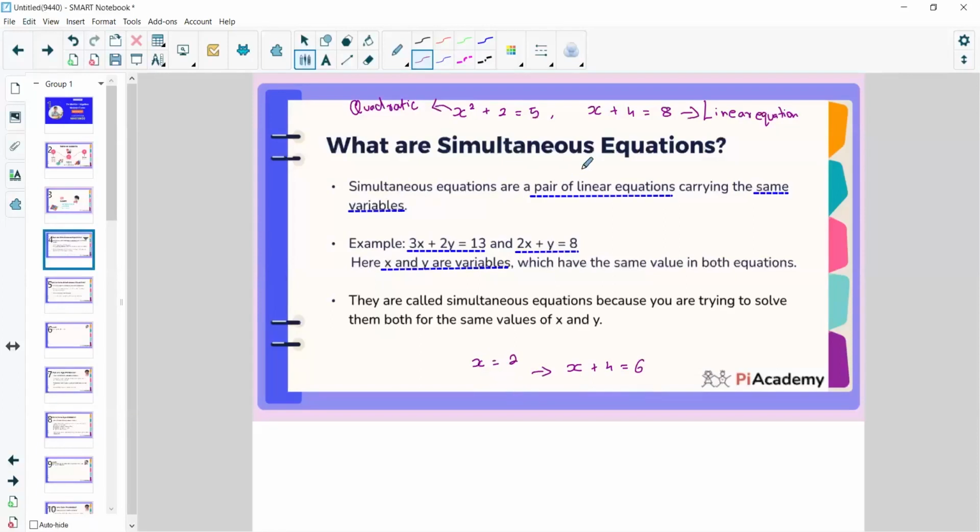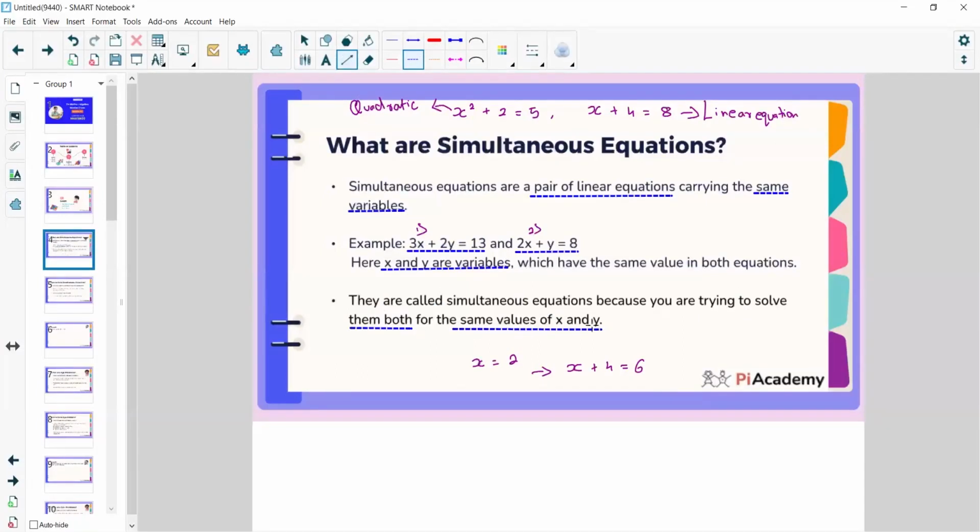And the simultaneous equations have two variables. Just like this example over here, this is one equation, this is another equation, and both the equations have the same values of x and y. Now, the reason they are called simultaneous equations is because you are trying to solve them both for the same values of x and y.